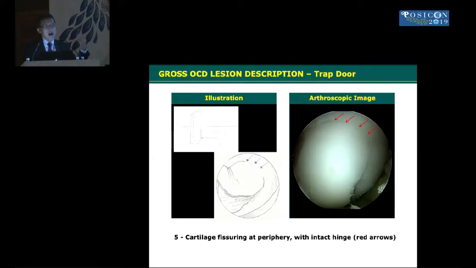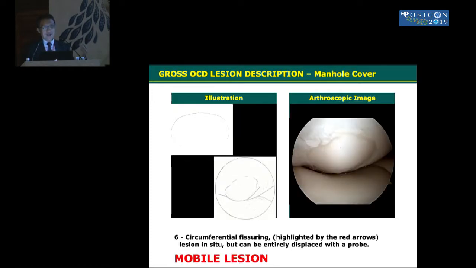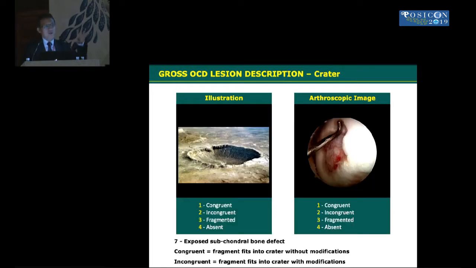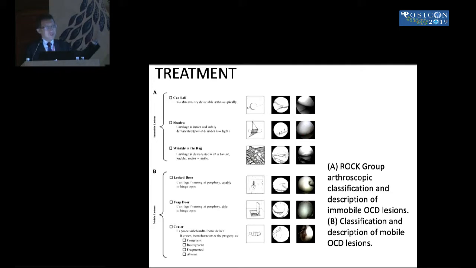They're also called unstable. And then this is manhole, also very unstable, but all classified under mobile lesion. And then the last will be crater. The whole piece came out. So you can see whether it's salvageable or unsalvageable. Okay, so this is what Dr. Ganley showed you, with immobile on top and mobile below.